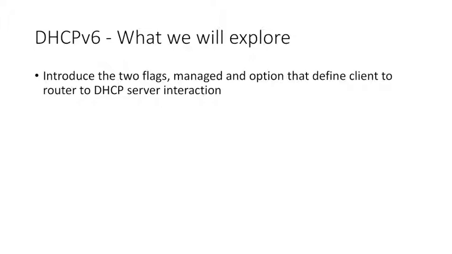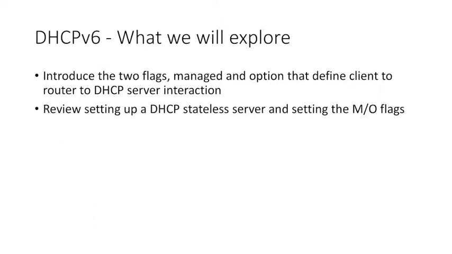We'll do a quick review of SLAAC to show how it allocates addresses, then we'll configure stateless and show you that adding some more options that you can distribute to attached DHCP clients. We'll also look at using the stateless server and talk about these flags more specifically.